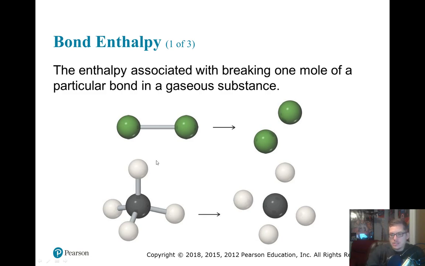Chem 2, Unit 6. We're talking about bond enthalpies. We've already talked about this in the previous units, so this should be mostly review. Bond enthalpy is the enthalpy associated with breaking 1 mole of a particular bond in a gaseous substance. So that's how it's defined.